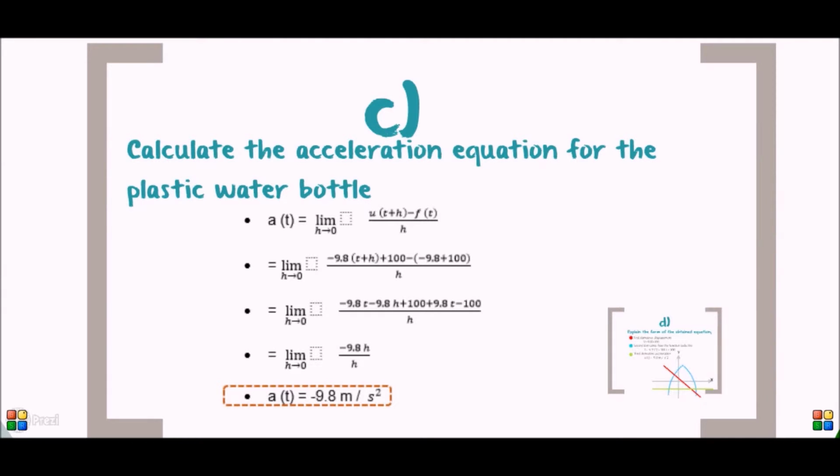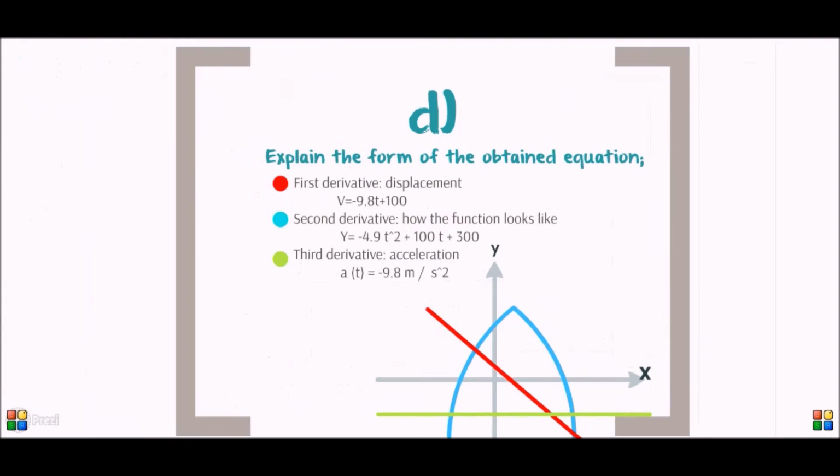In letter C, we have to calculate the acceleration equation for the plastic water bottle, so we are going to use the formula shown in the first bullet point. Then we substitute the values and we solve the operation, then we cancel the ones that can be cancelled, and finally we get the answer, that is negative 9.8 meters per second squared.